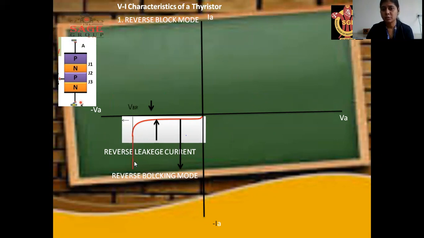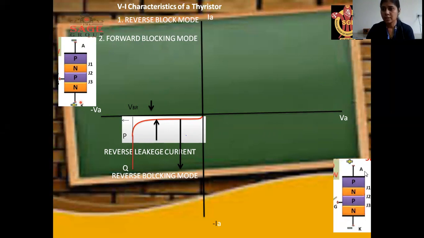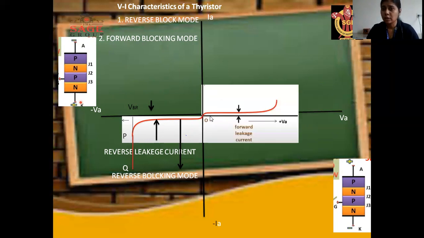After that, the current gradually increases. Now the next mode is the forward blocking mode. In the forward blocking mode, the anode is connected with positive and the cathode is connected with negative. At that time the current is also blocked. Here also only a leakage current flows, meaning the forward leakage current. After that, you can see this mode of operation shows the forward blocking mode.